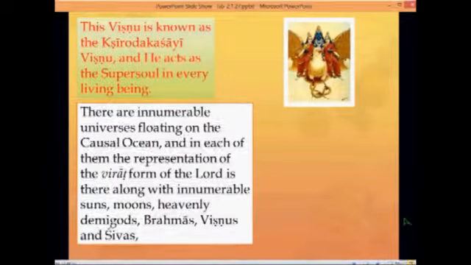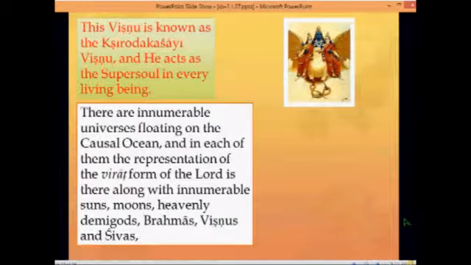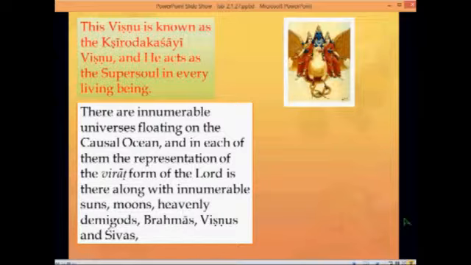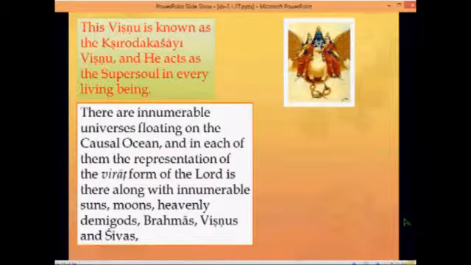There are innumerable universes floating on the causal ocean. And in each of them, the representation of the Virat form of the Lord is there, along with innumerable suns, moons, heavenly demigods, Brahmas, Vishnus, and Shivas. So when it's time for creation, the causal ocean is not manifest all the time. The material energy is eternal, it always exists. But when it's in a non-manifested form, it's called pradhan.